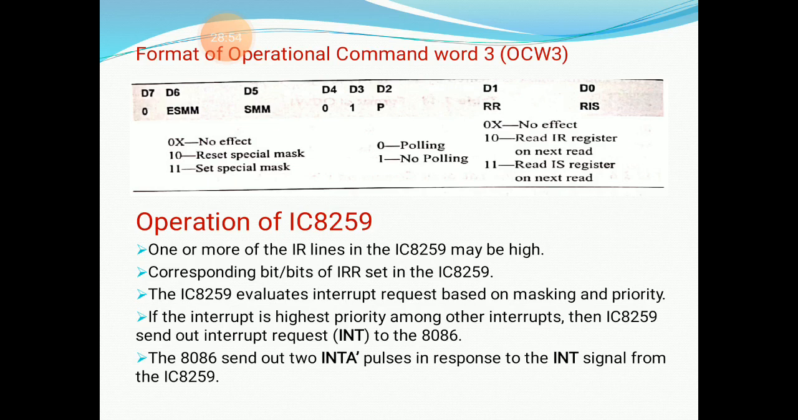If the interrupt is the highest priority among other interrupts, then the 8259 sends out an interrupt request to the processor by using the control unit or control logic. So after finding the highest priority request among other interrupts, the 8259 sends the INT signal to the microprocessor. When the microprocessor receives the INT signal, it sends out an acknowledge, that is INTA bar, in response to the INT signal from the 8259.